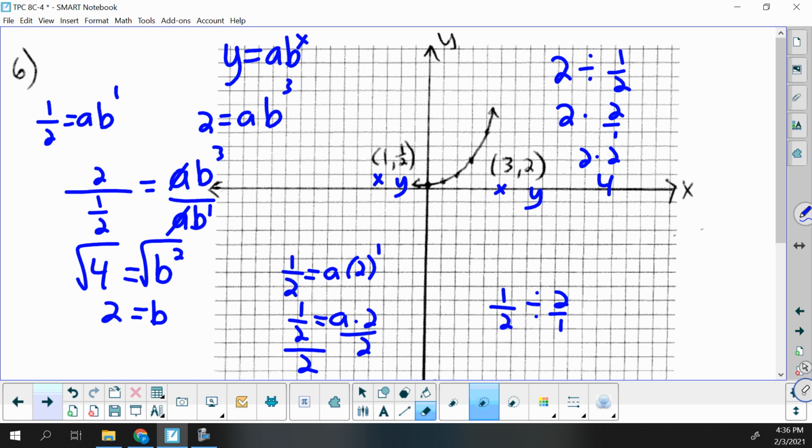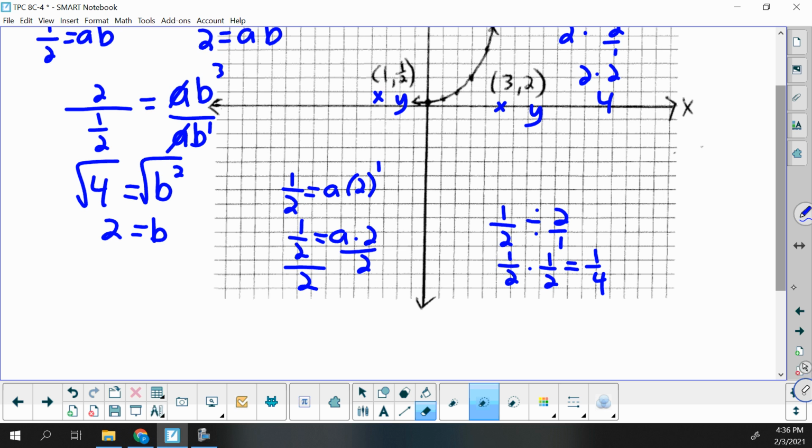This is really 2 over 1. Do your keep, change, flip. That's 1/2 times 1 over 2. And when you multiply straight across, you get 1/4. So this again gives us that a is 1/4. So our equation would be y equals 1/4 times 2 raised to the x.